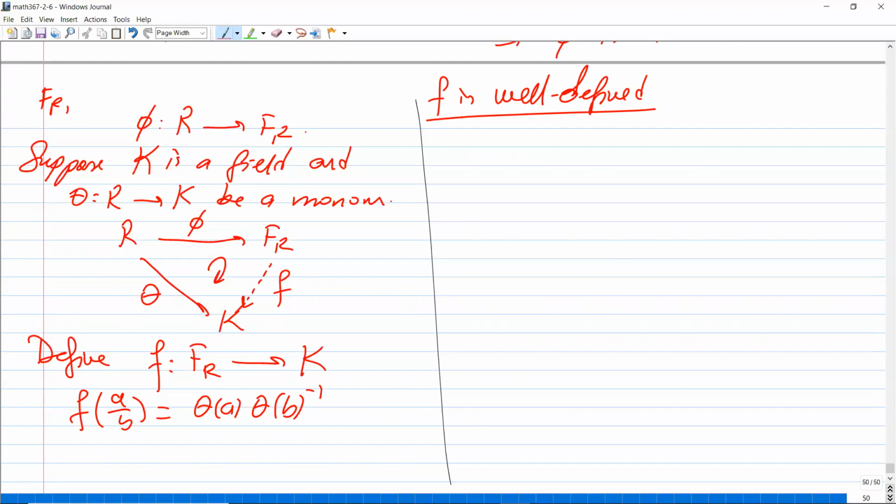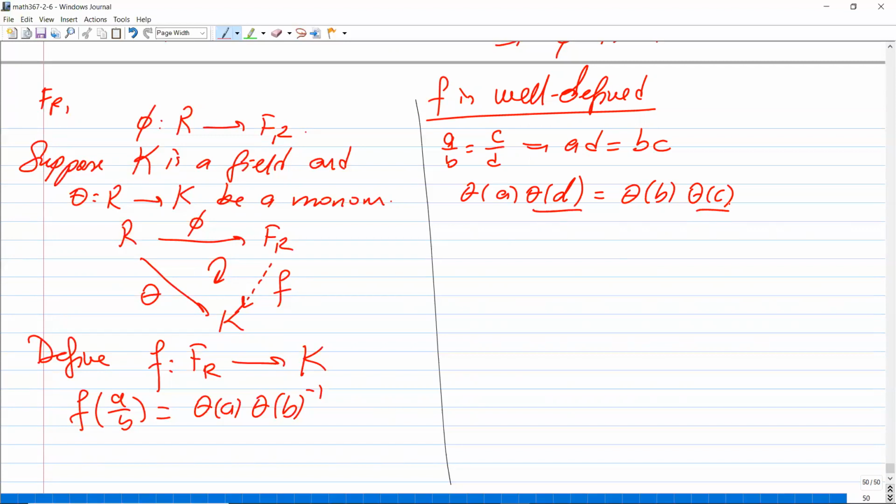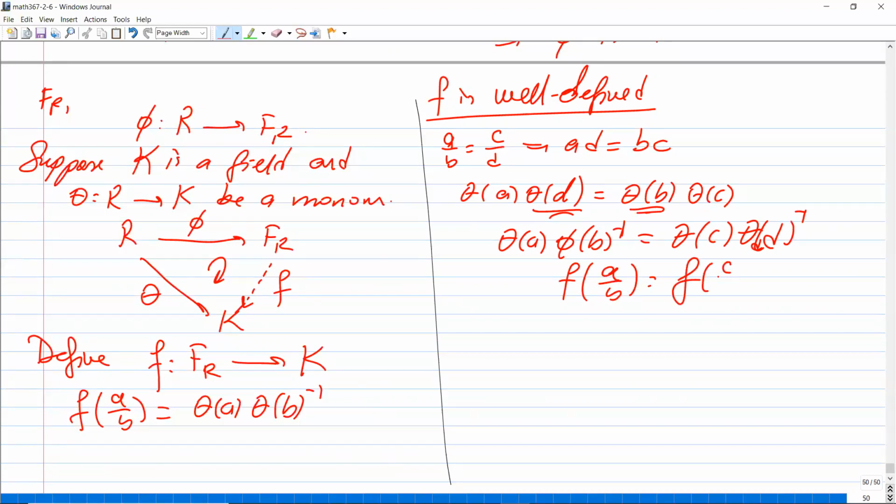Why? Because if A over B is equal to C over D, this means that AD is equal to BC, so since theta is a homomorphism, theta A times theta D is equal to theta B times theta C. If you multiply by the inverse of theta B and theta D, which are non-zero elements, then theta A times theta B inverse is equal to theta C times theta D inverse, so F of A over B is equal to F of C over D.